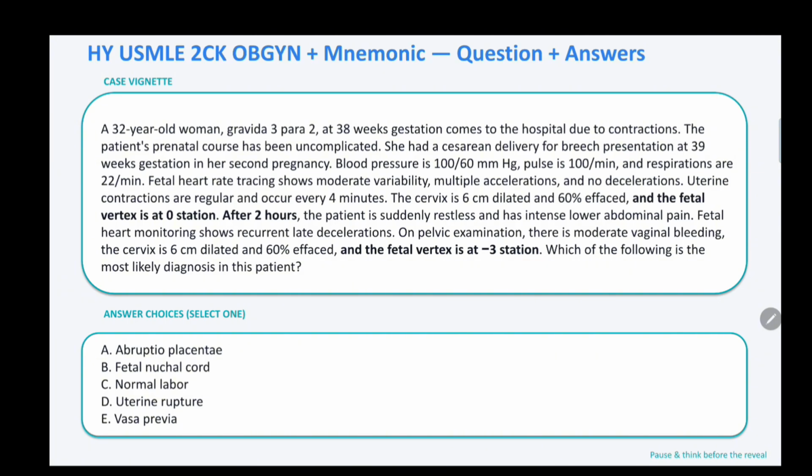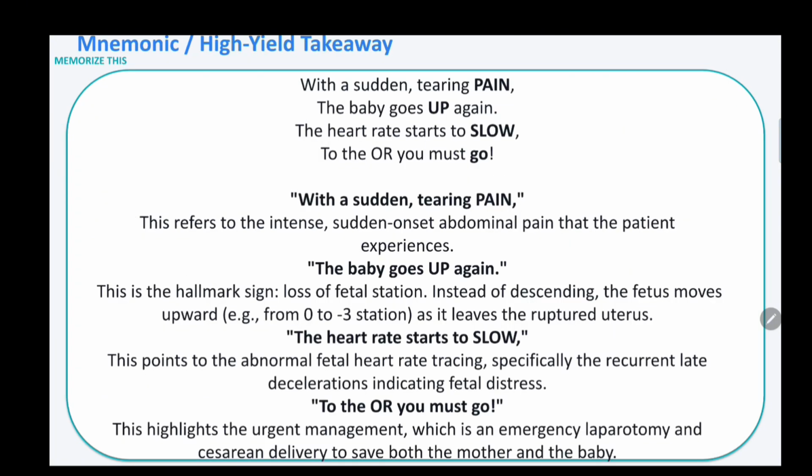Now, it's time to make a deposit into your Memo Bank. This is a high-yield drawing that will ensure you'll never forget the key feature of uterine rupture on exam day. Are you ready? With a sudden tearing pain, the baby goes up again. The heart rate starts to slow. To the OR you must go.